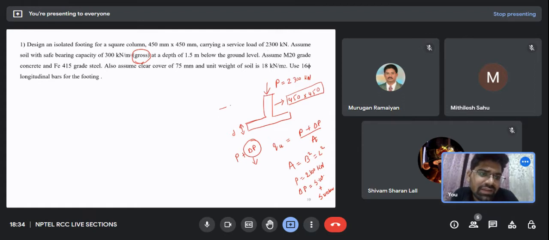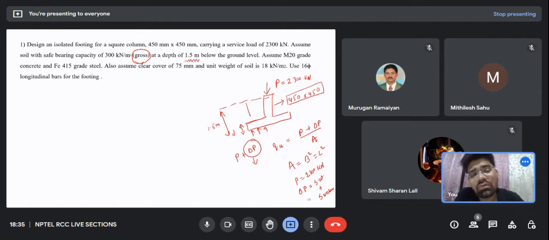My footing is lying at a distance of 150 mm. Okay, so bearing capacity of 300 kilonewton per meter square at a depth. So the bearing capacity of soil is at a depth of 1.5 meter. That means my footing is resting at a depth of 1.5 meter.